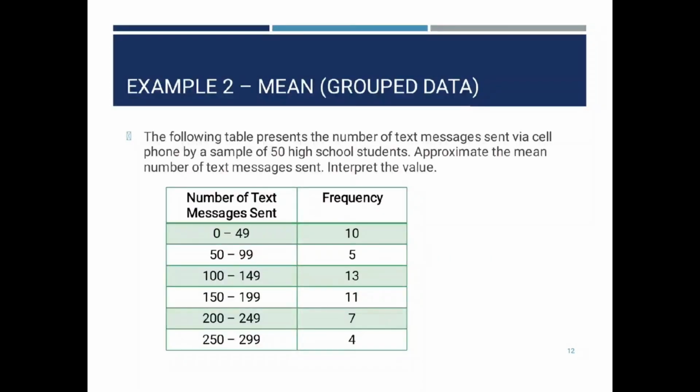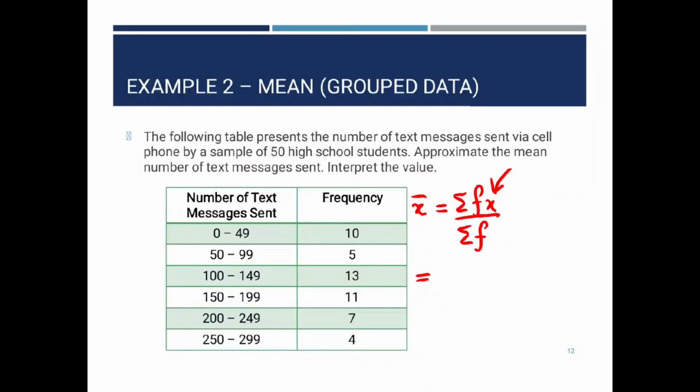Okay, meanwhile, for mean of group data, the formula is different. This is sum of fx over sum of f. Okay, so the x here is the midpoint.